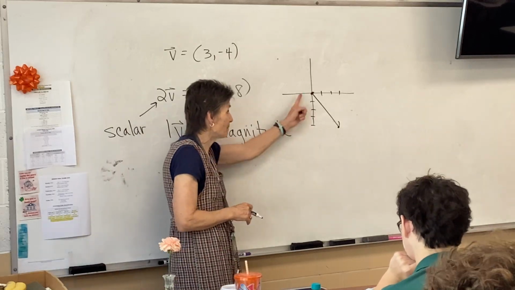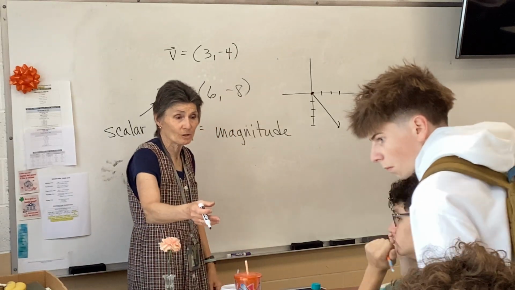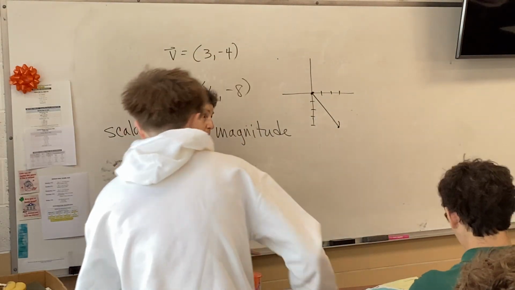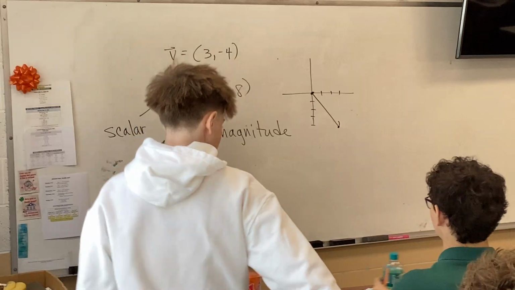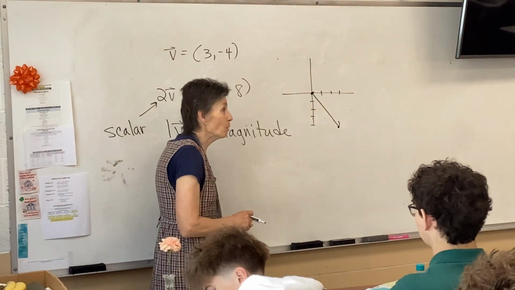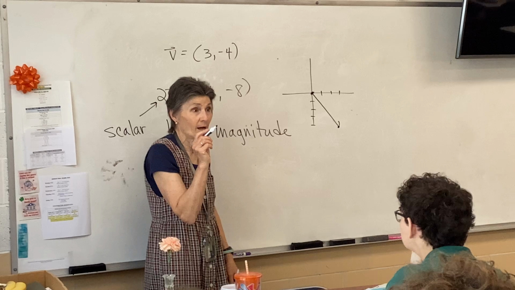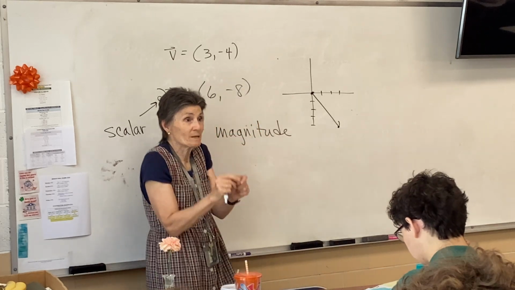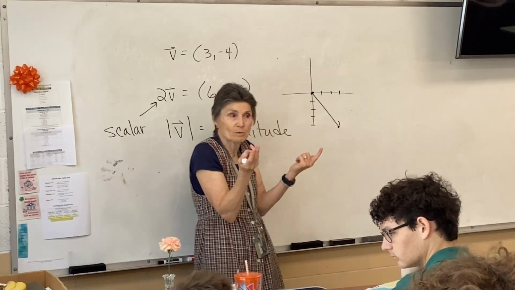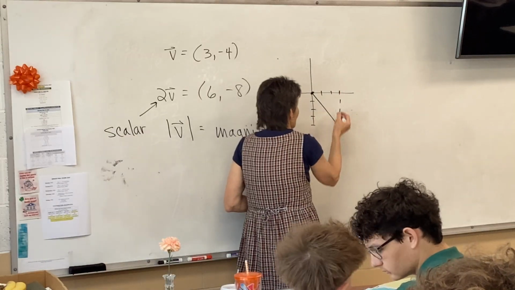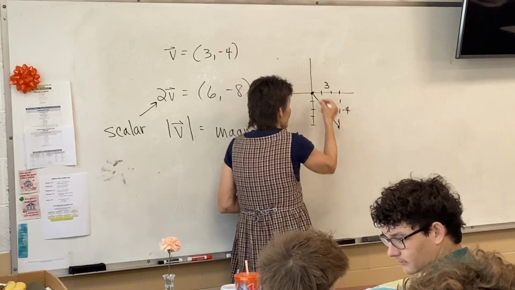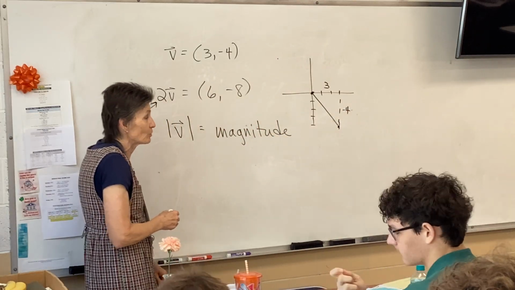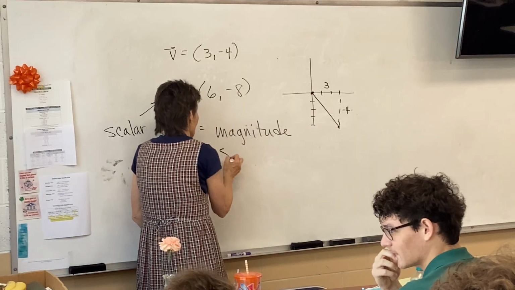Now, your job is to find the length of that vector no matter where it is. Can you think of a way to do that that's really, really easy? Distance formula. Well, we could definitely use the distance formula, or we could use the Pythagorean theorem. And remember, the distance formula comes from the Pythagorean theorem, so it's about the same thing. Remember, I went over 3 and down 4, so can I find my magnitude? Absolutely. It's going to be the square root of 25, which is 5.